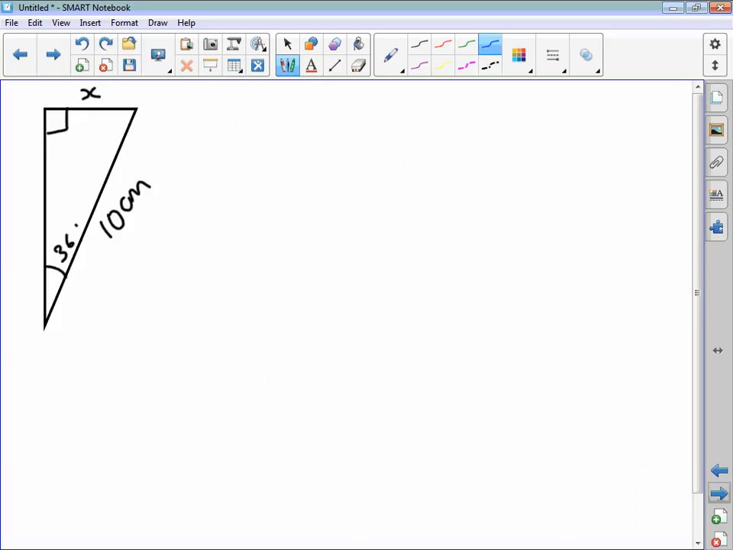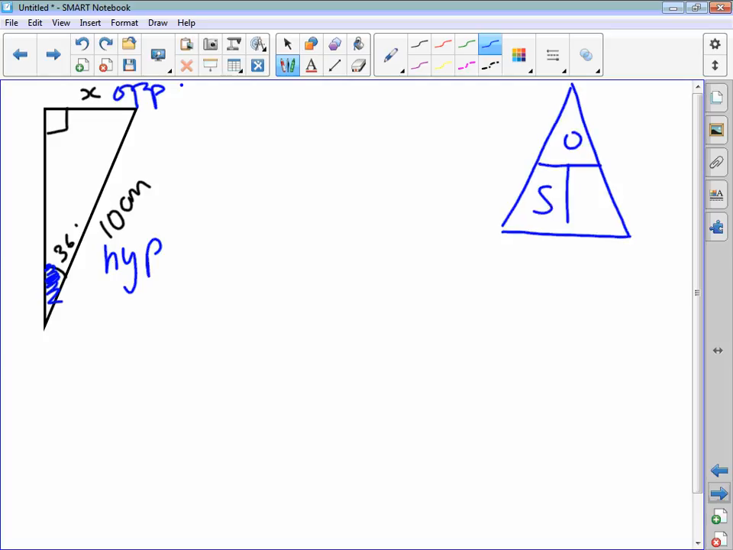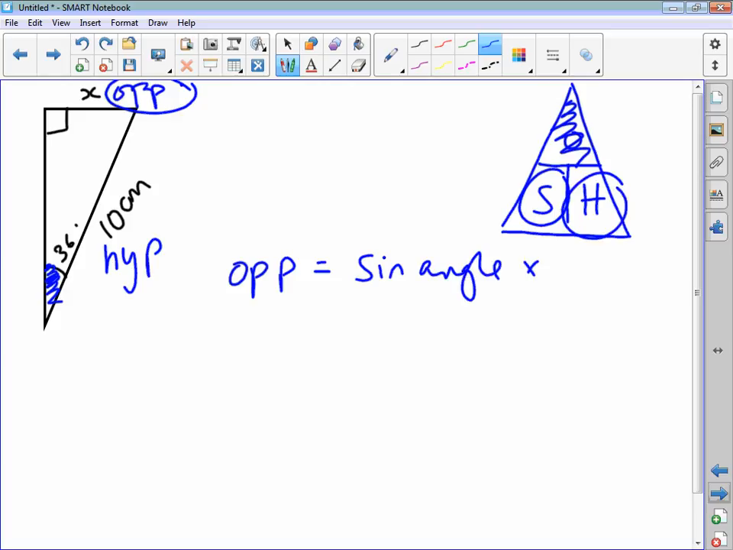Okay, next example, same idea. There's our angle. This side is the hypotenuse. This side here is opposite. So we're going to be using sine in this example. Sine of the angle is the opposite divided by the hypotenuse. The thing we're trying to find this time is the opposite. So we cross that part out and write down that opposite is equal to sine of the angle times by the hypotenuse.